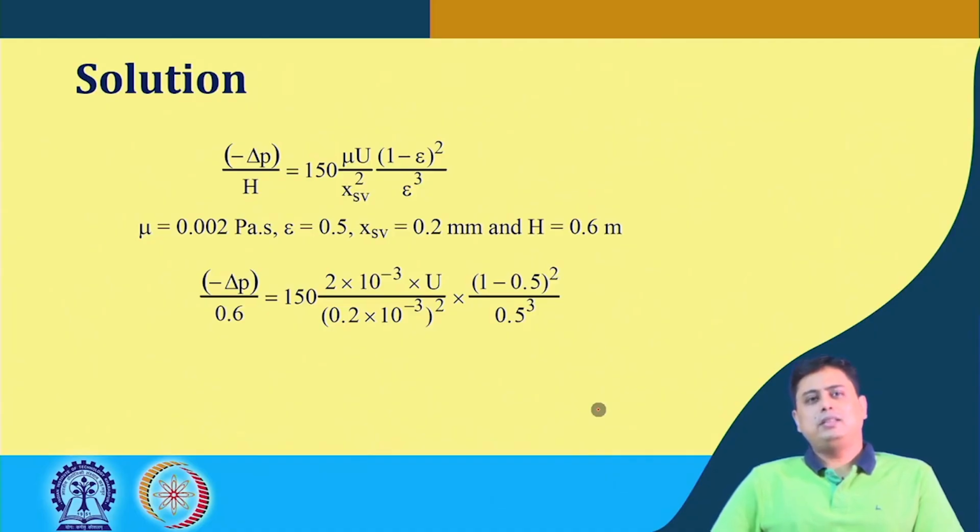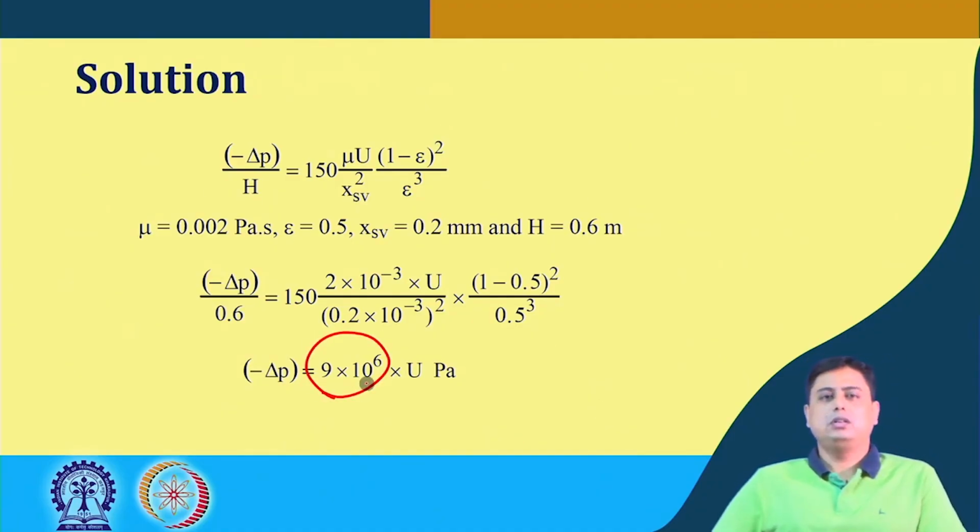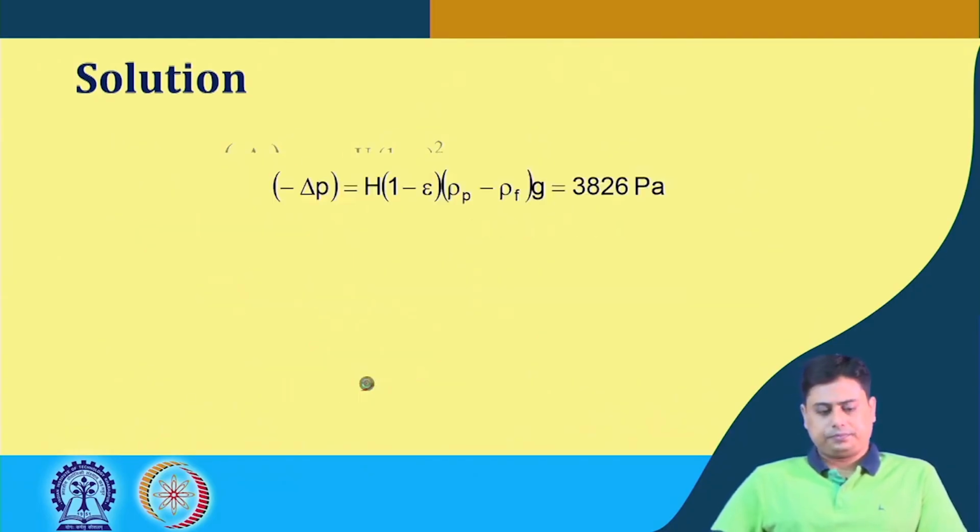So that means if we now replace these numerical values, we can find out that the relation between the del P and u is something like this. As I told you that it is a linear relation, y is equal to mx. Fine, this is the slope of this linear line. Fine.